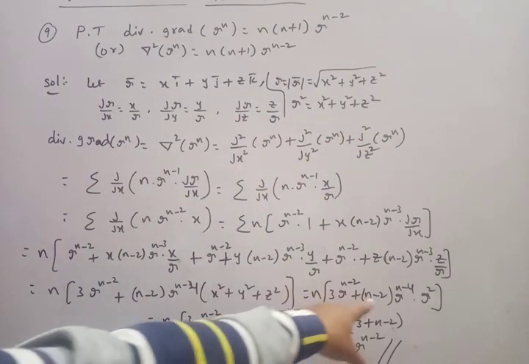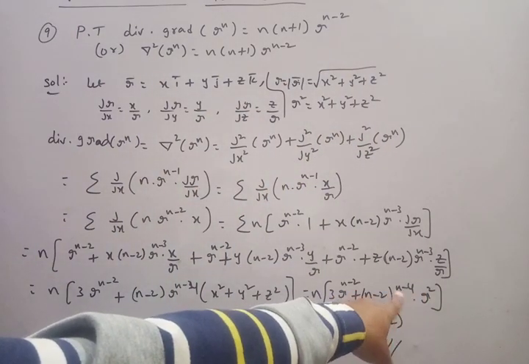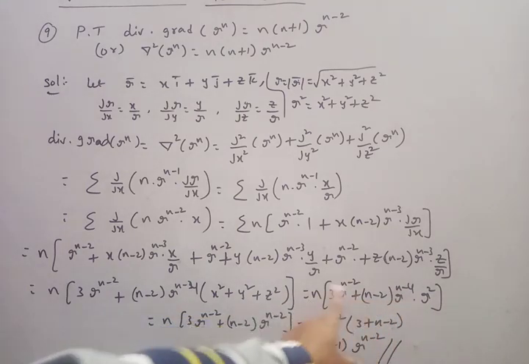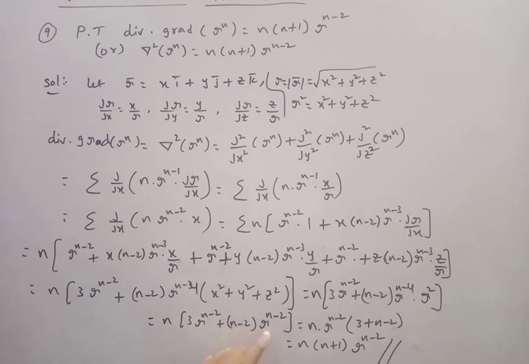So r square, n minus 4 r square, bases are same, powers can be added. Minus 4 plus 2 will give you minus 2. Take out common r power n minus 2. So 3 plus n minus 2, which is 1 plus n. So we'll get the answer. Understand here? So very simple. So these are the few important problems on r bar. Okay, so I hope you understand all these problems. So practice these problems.